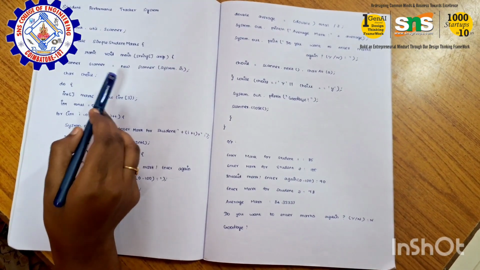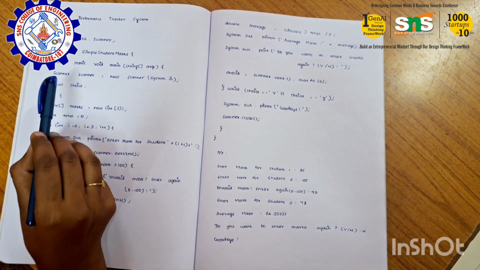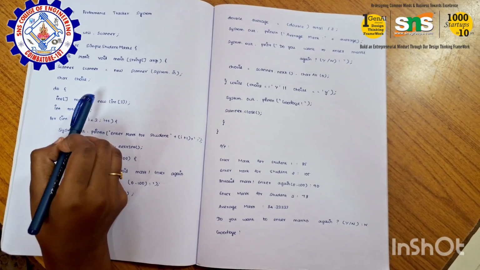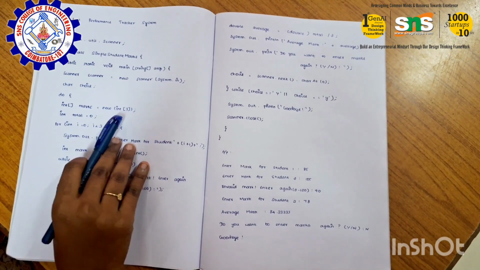Next, we are starting the do while loop. So this starts the do while loop. A do while loop always runs at least once because the condition is checked after the block runs.